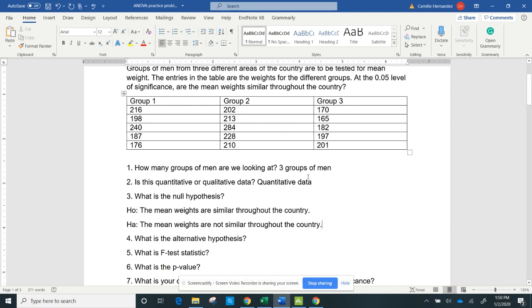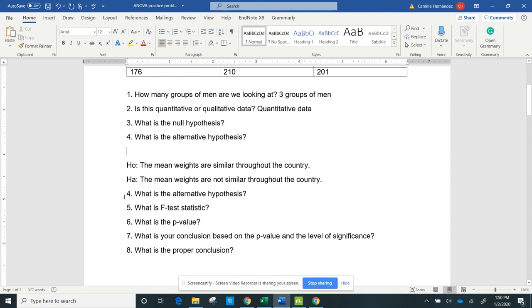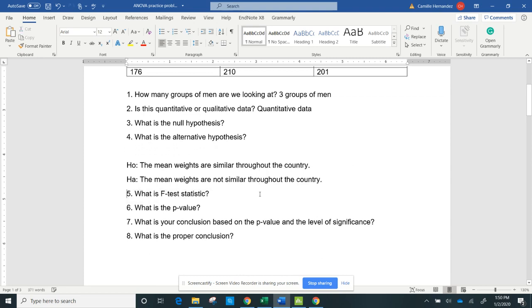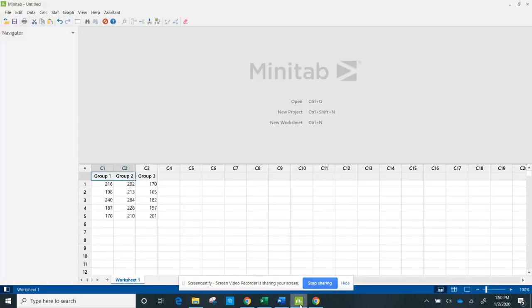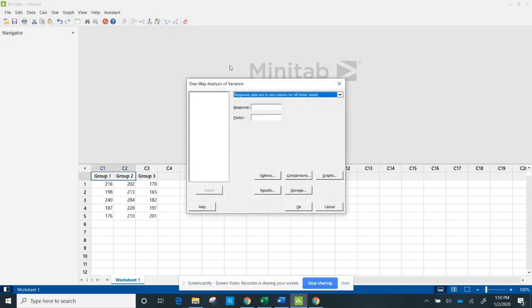asks for me is the F value and the P value. Let me get this here and put this up here just so we know where they're together. Okay. So again, I got to get the F value, the P value, and then from there I can answer my questions. So if I go to my Minitab, I already have my groups in there. I just copied and pasted them in. I'm going to go to Stats, ANOVA, one way.